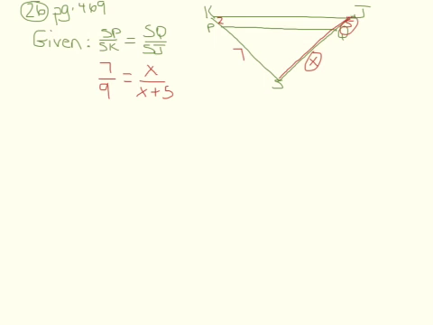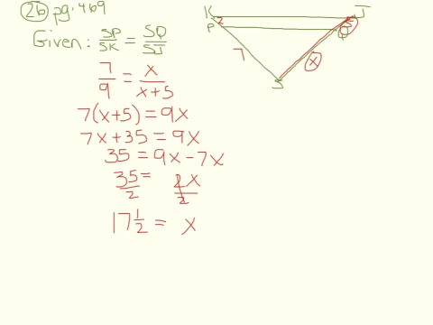So now I'll cross multiply and solve my proportion. Cross multiplying, I've got 7 times the quantity x plus 5 equals 9x. Now I'll distribute. So I have 7x plus 35 equals 9x. Now I'll move my like terms together. So 9x minus 7x is 2x, then dividing both sides by 2, I get x is equal to 17.5. So that means that SQ, since that's the one I called x and that's the one I'm trying to find, is 17.5.